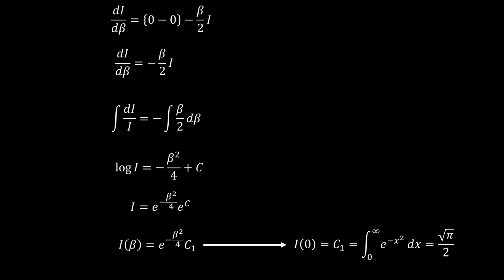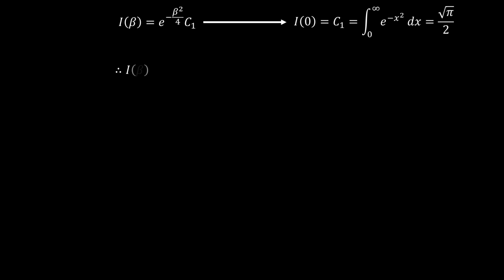So what we can do now, we can say, okay, I of beta was equal to e to the power negative beta squared over 4 times c1. We found c1 to be equal to root pi over 2. So I of beta is root pi over 2 times e to the power negative beta squared over 4.